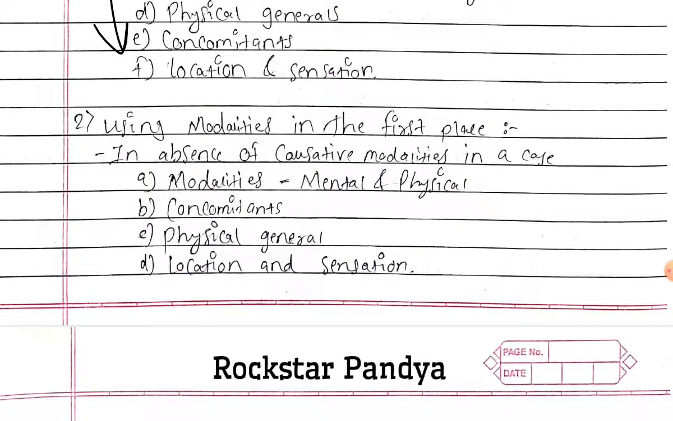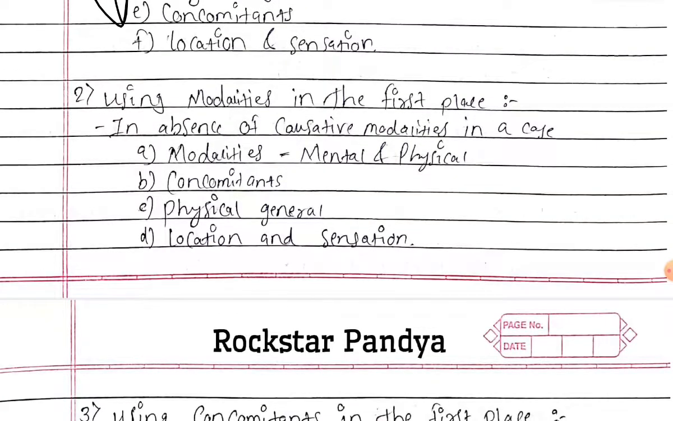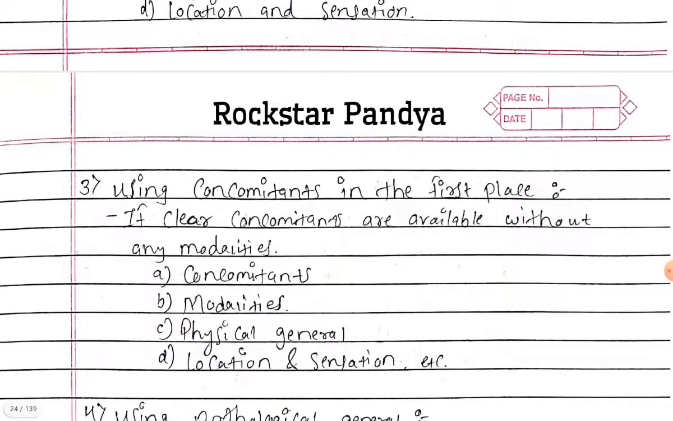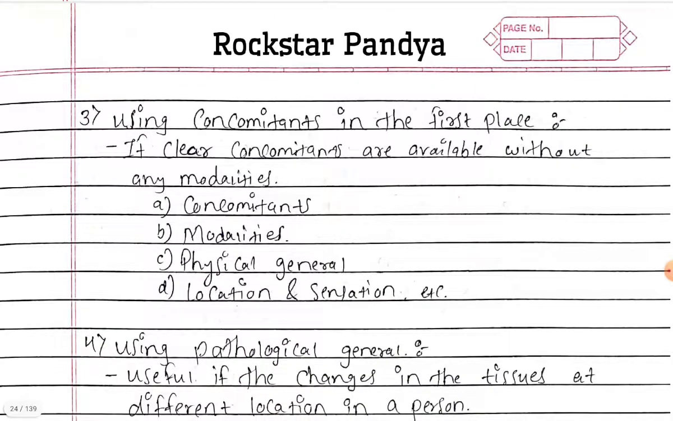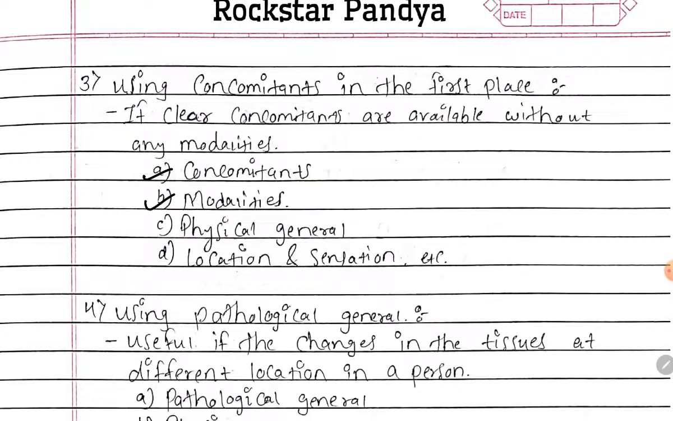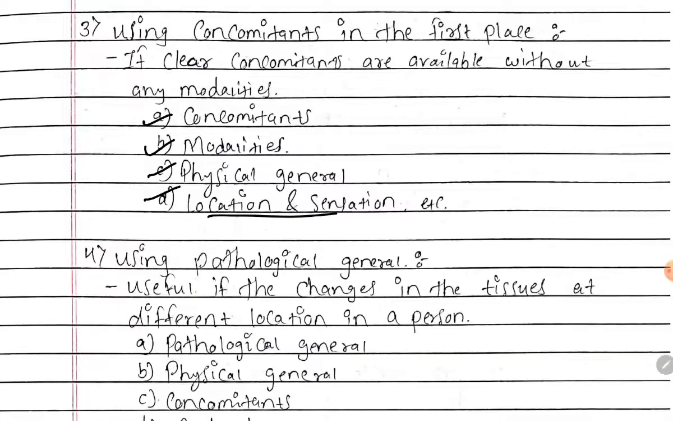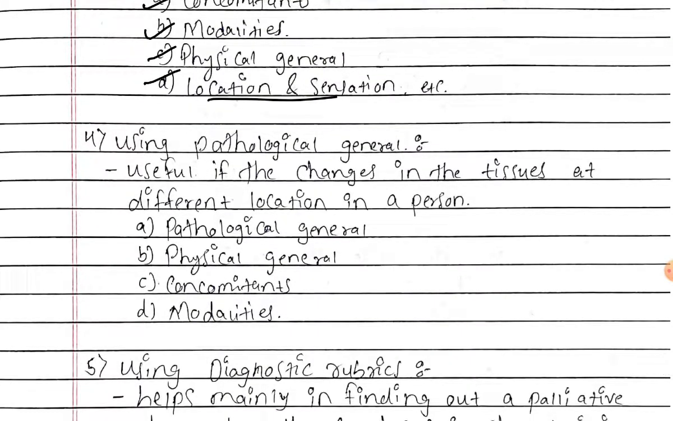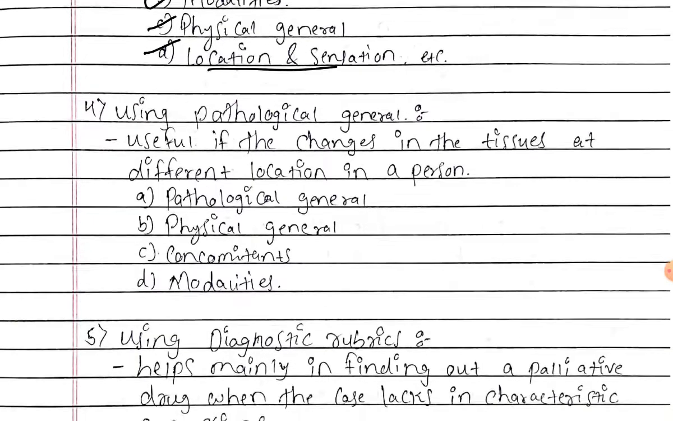In absence of causative modalities in a case, modalities can be used, which is mental and physical, then concomitants, physical general, location and sensation. Third is using concomitants in the first place. If clear concomitants are available without any modalities, concomitants, modalities, physical general, location and sensation, etc. are used. Using pathological general, useful if there are changes in the tissues at different locations in a person. Pathological general, physical general, concomitants and modalities.